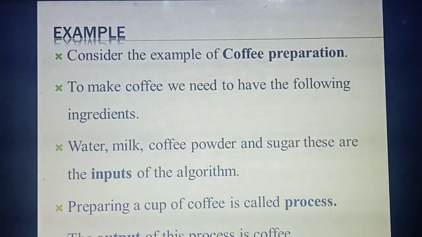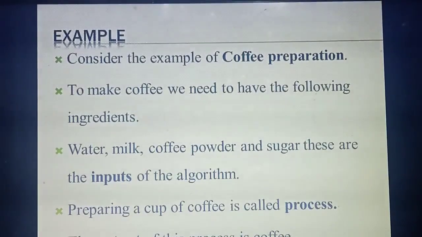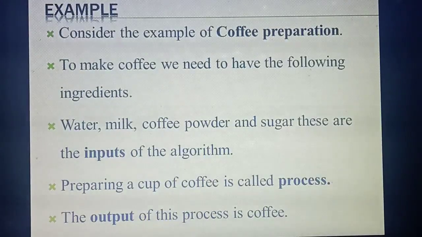See, coffee preparation. The same thing for preparing a coffee you can write as an algorithm. Listen carefully. First you are going to prepare coffee. If you need to prepare coffee, what ingredients do you need? Water, milk, coffee powder, sugar, isn't it? These are the ingredients you need to prepare a coffee. Without these ingredients, can you prepare coffee?